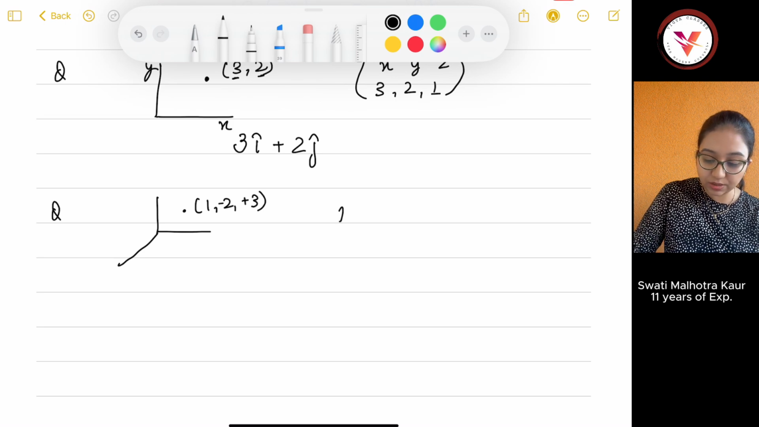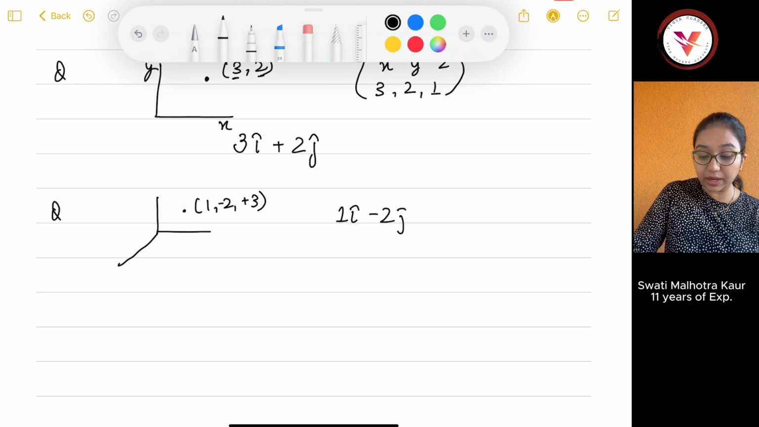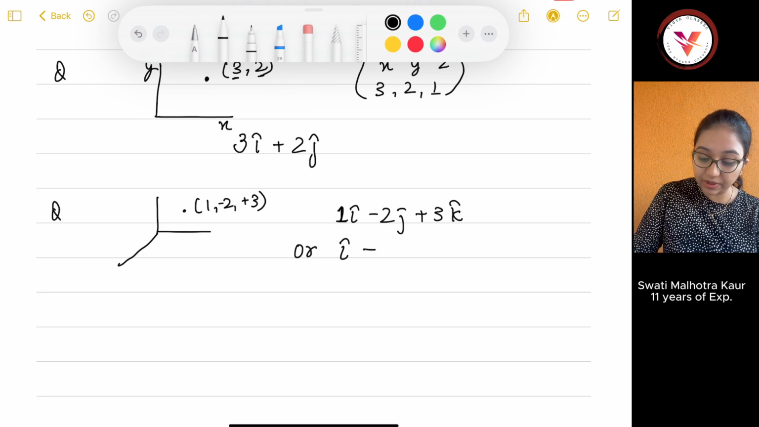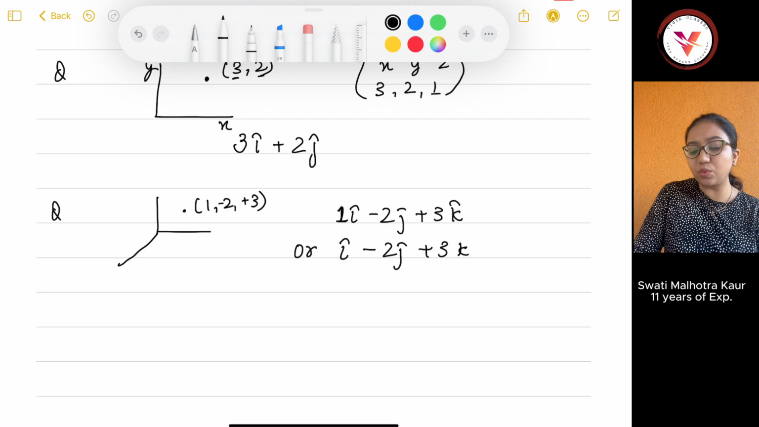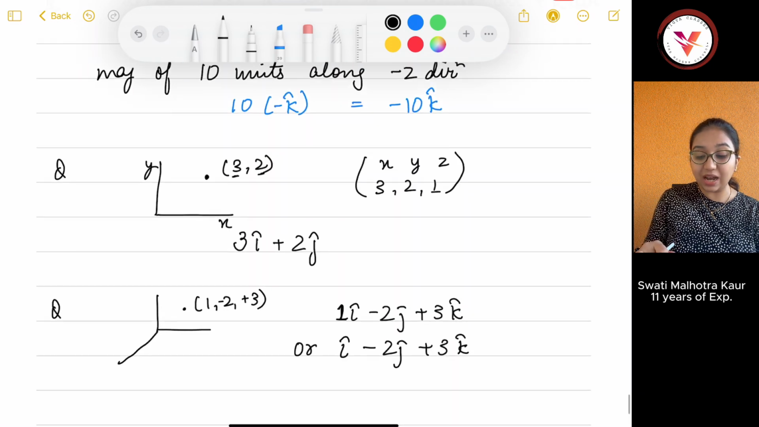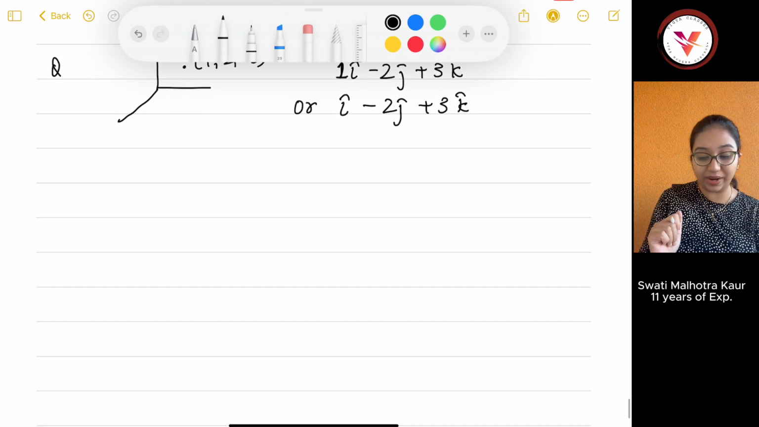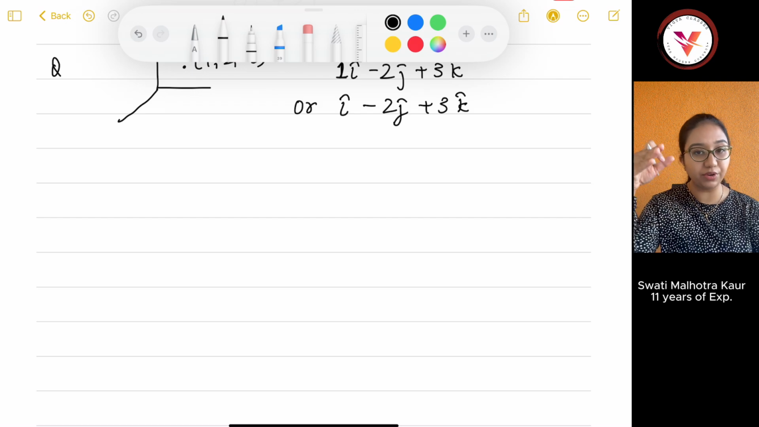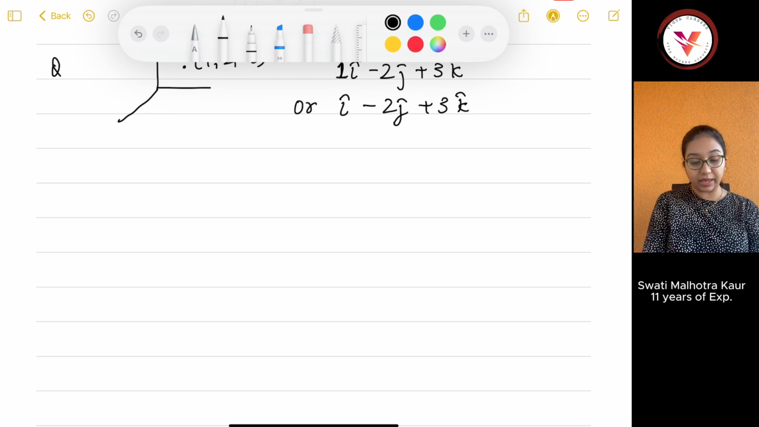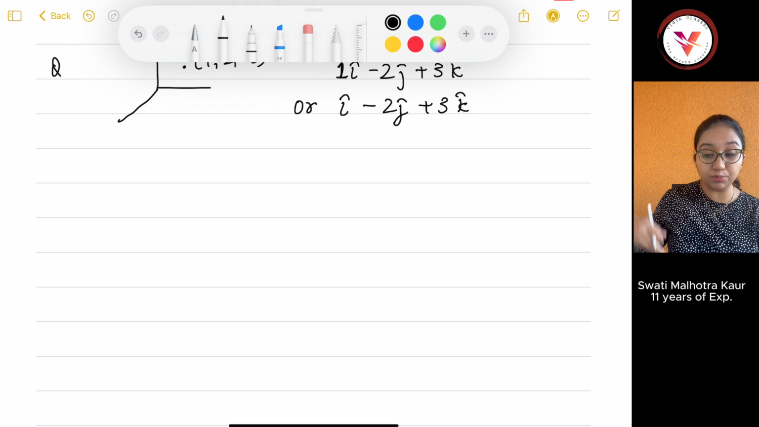So you can simply write it as 1 i cap minus 2 j cap plus 3 k cap. Or you can simply write it as i cap minus 2 j cap plus 3 k cap. So 1 is like a default thing. It's understandable. Okay, so this is how you write a unit vector in x, y, z whenever you have to define the position of any particle, which we will learn in kinematics later. So you have to use this i cap, j cap, and k cap to define the position of a particle.